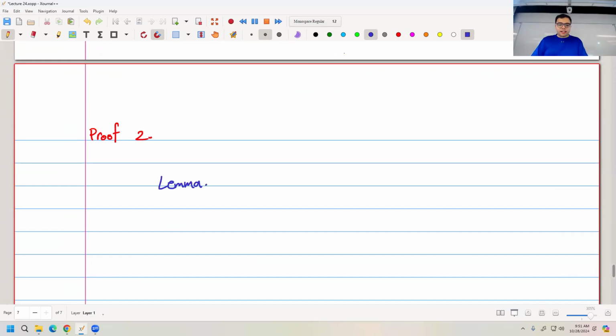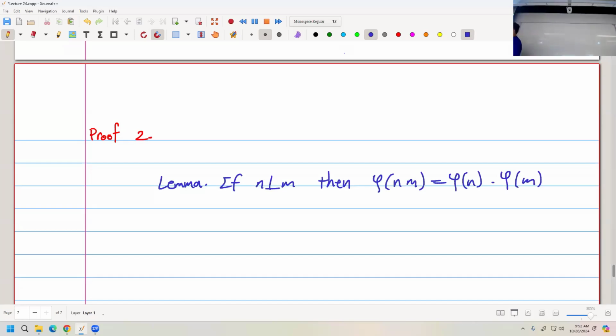We say that Euler's totient function is multiplicative. And what that means is this: if n and m are relatively prime, then phi of nm is equal to phi of n times phi of m. Whenever a function has this property, so instead of phi, just put f, we say that it's a multiplicative function. So this is just saying that phi is multiplicative.